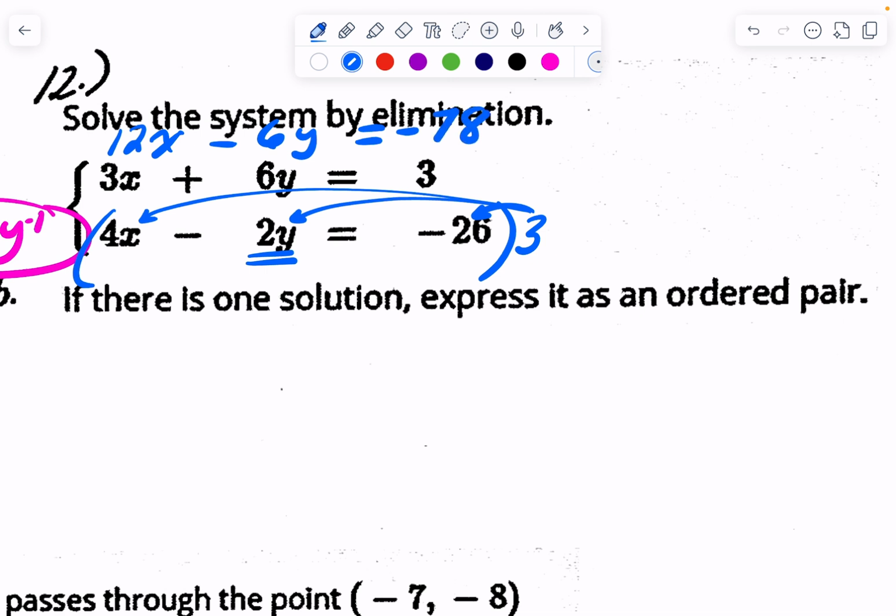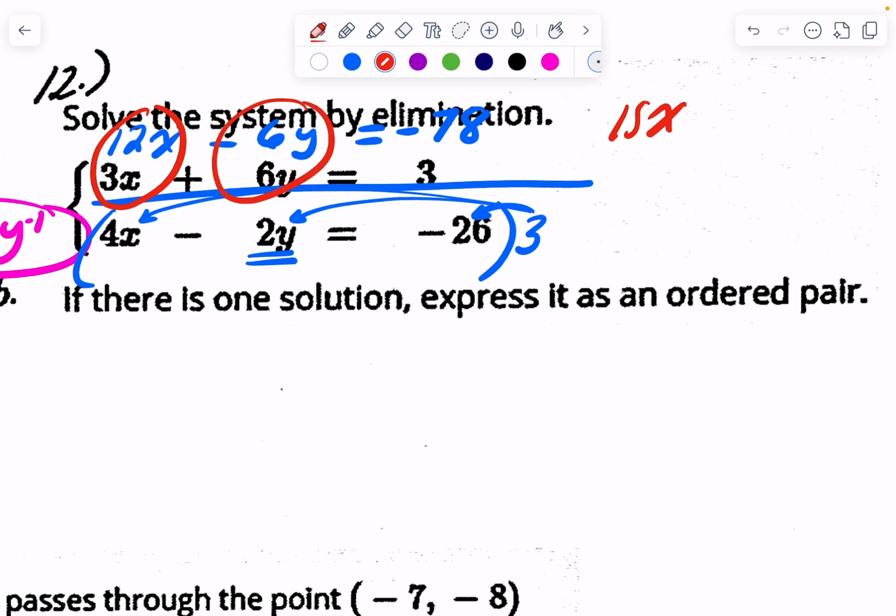And now I'm going to add these two equations together. 12x plus 3x is 15x. Negative 6y plus 6y is eliminating. That was the purpose. And then we have negative 78 plus 3, which is negative 75. See, once you do elimination, you should have one of the variables eliminated, which y is gone now.